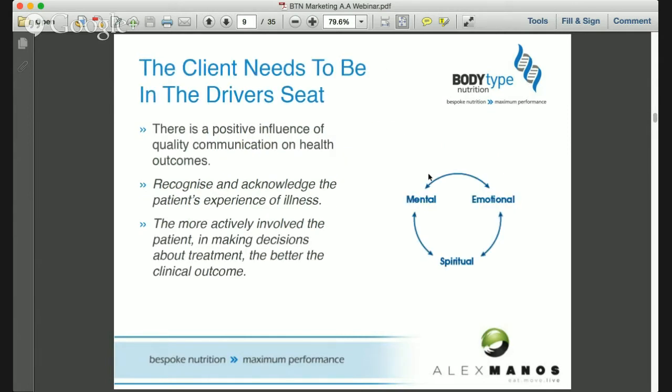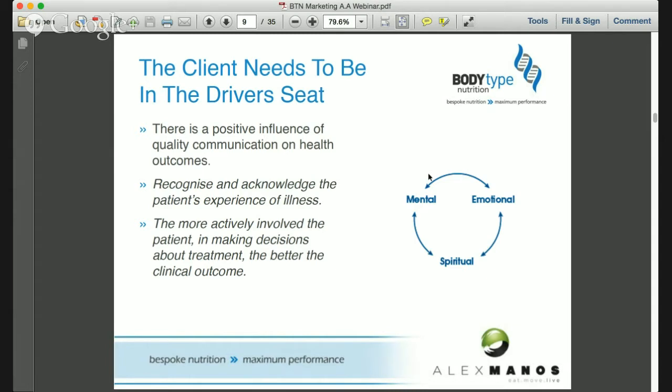And then the fifth and final point really is that the client needs to be in control and they therefore need to be in the driver's seat. So again, there's lots of very interesting research out there in regards to this. We know there is a positive influence of quality communication on health outcomes. So this partly comes down to our ability to explain to the clients in ways that they understand the reasons for their physiological imbalances or condition or symptoms. And also, obviously, the strategies and the things that we can put into place to restore those imbalances.